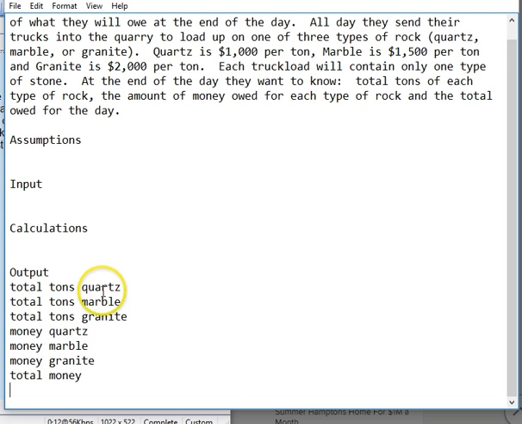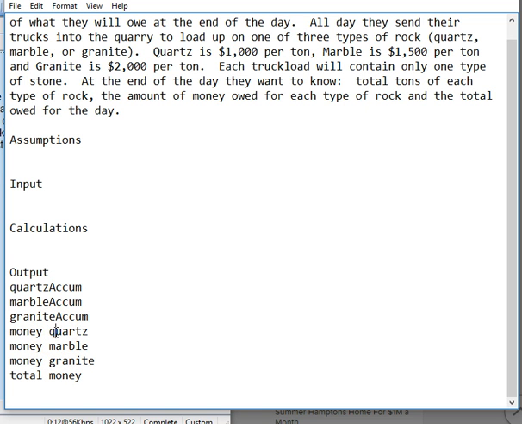So I'm not going to call it total tons quartz. Instead, I'm going to call it quartz accum. And then I'm going to do the same thing for each of these other types, since these are accumulators. I want each one of them to have the suffix of accum, because that's what they are, and we want to identify them in our code that way.